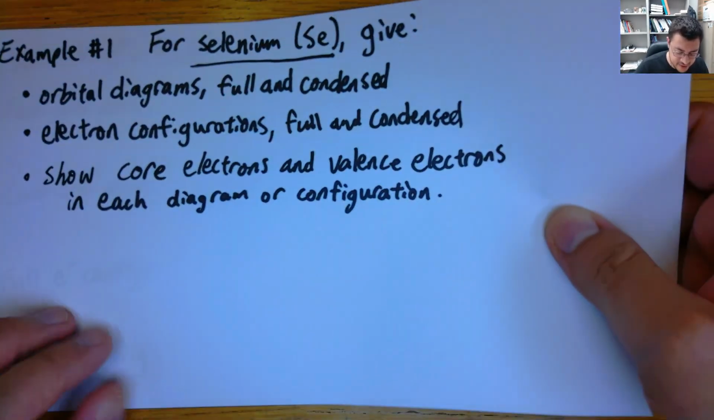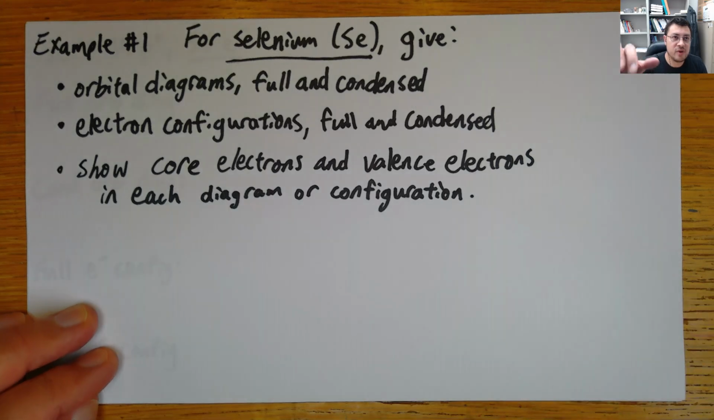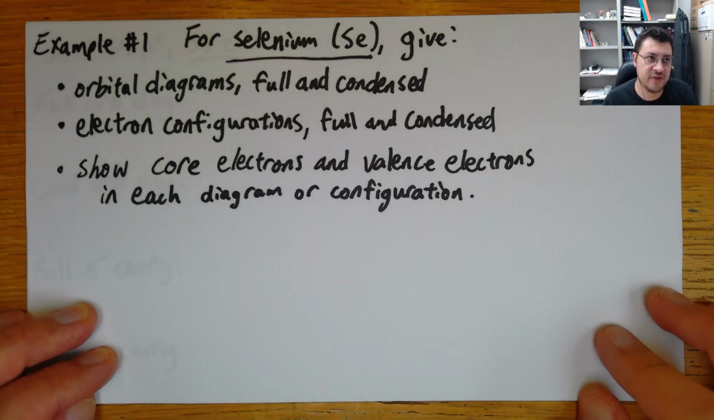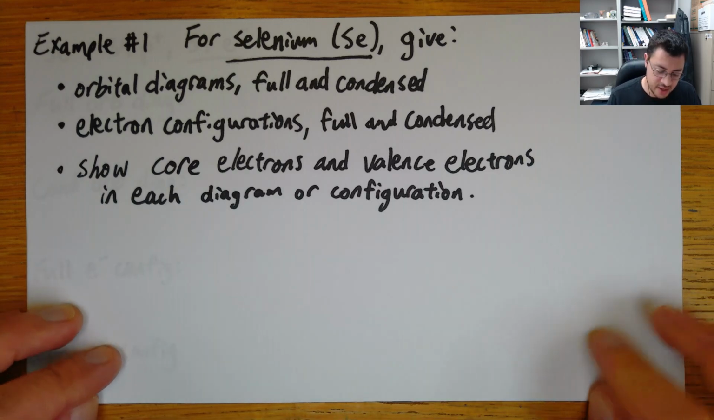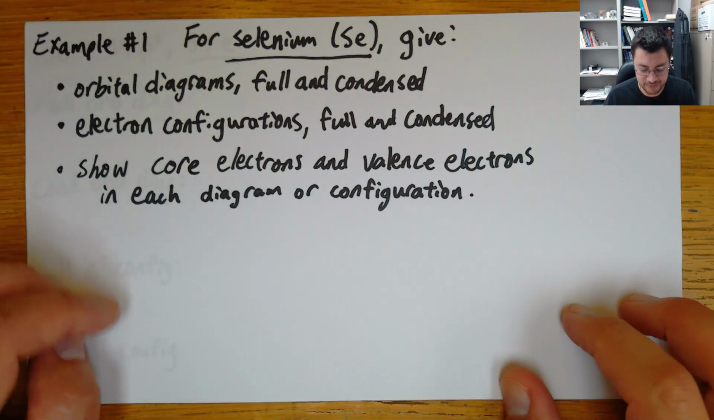With that out of the way, now that we know how to navigate the periodic table, we can finally get to some examples. So for today, we have selenium and lead. Let's start with selenium. Example 1 for selenium, please give the following. Please give orbital diagrams, full and condensed. Give electron configurations, full and condensed. Show the core electrons and the valence electrons in each of the diagrams and configurations. So we got a little bit of work cut out. Here we go.